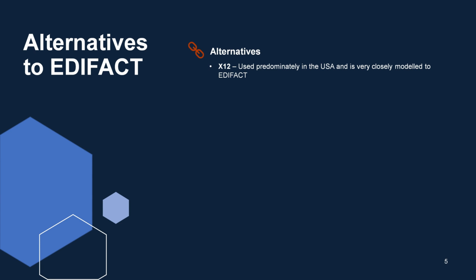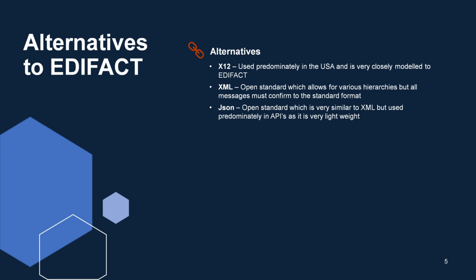Other sort of newer alternatives is XML. So it's more of an open standard, which again allows for various sort of hierarchies equivalent to segments in Edifact. But even those need to conform to the XML sort of structure and formatting around that message. You then also have JSON. Again, JSON is very similar to XML. It's open source, and again, it's hierarchy based.